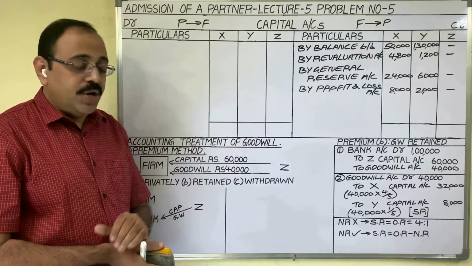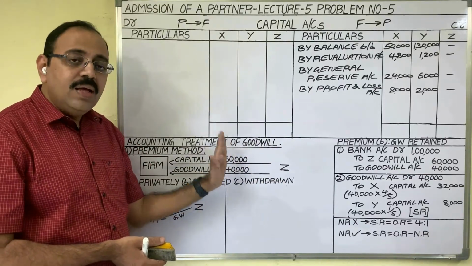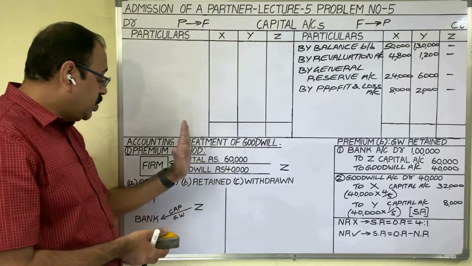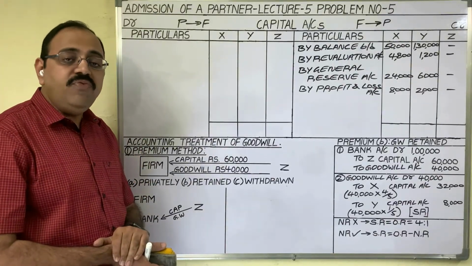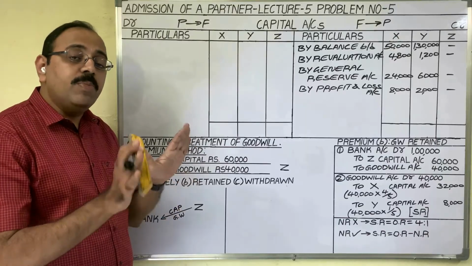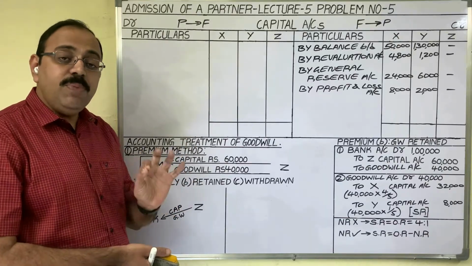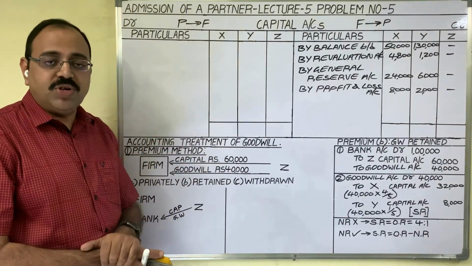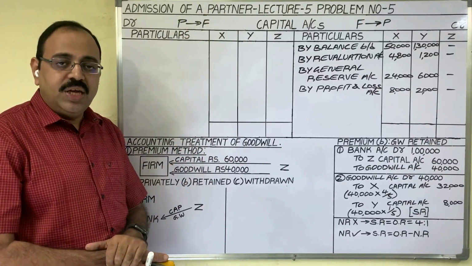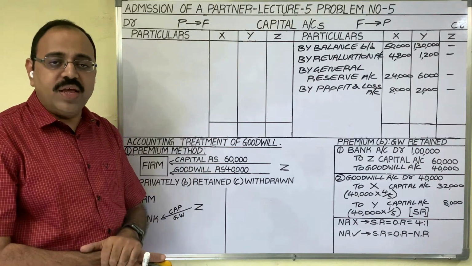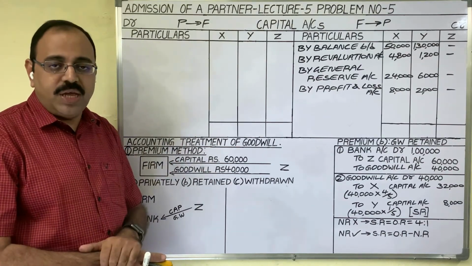Premium B, the new partner brings goodwill. That goodwill we have to distribute to old partners as per sacrificing ratio. After that, that goodwill amount will be retained in the business. In point C, he has clearly given in the question that the goodwill amount should be retained in the business. Even if that sentence was not there, it is premium B only.